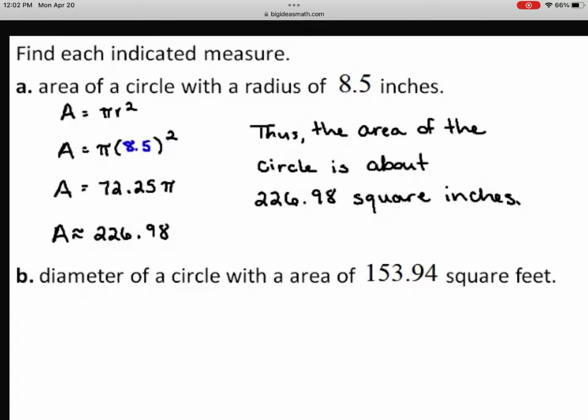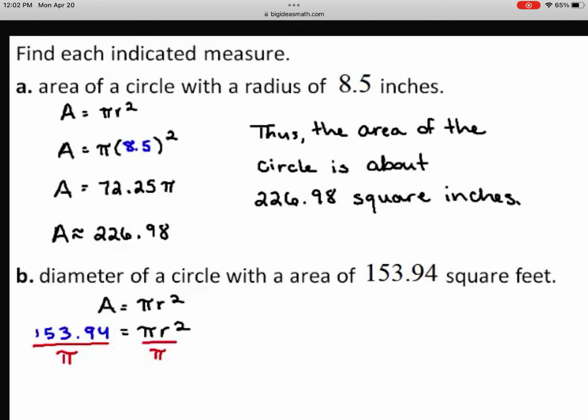Part B. Diameter of a circle with an area of 153 94/100 square feet. Recall that the equation for the area of a circle is A equals pi times r squared. Substituting in the given information gives 153 94/100 equals pi times r squared.